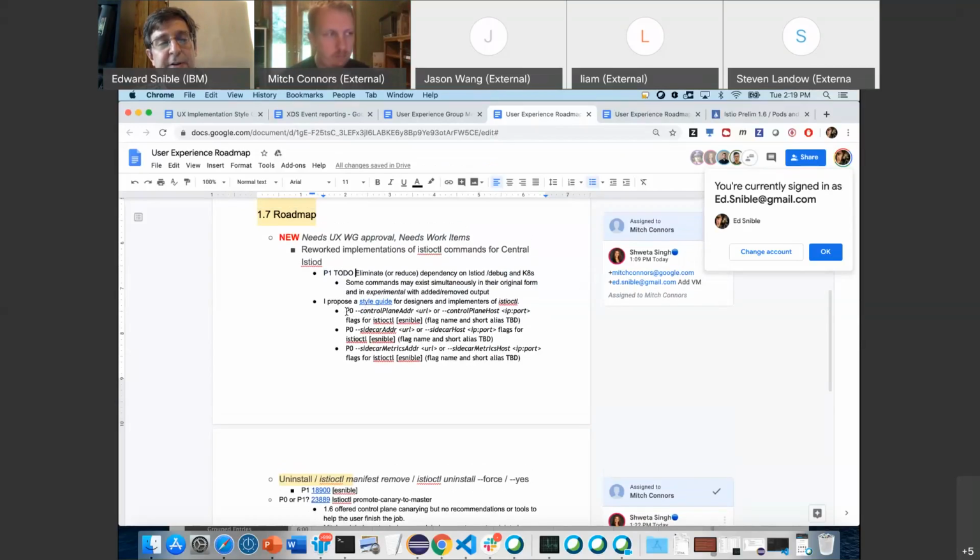For P0s, for this new approach, I have one P0 that's just to give a control plane address. This is for the case where you maybe don't have a Kubernetes and you just want to say, my Istio is running at this address. This could be a local tunnel set up to a VM that's running istiod, or it could be a cloud service. Do we think this is reasonable to have?